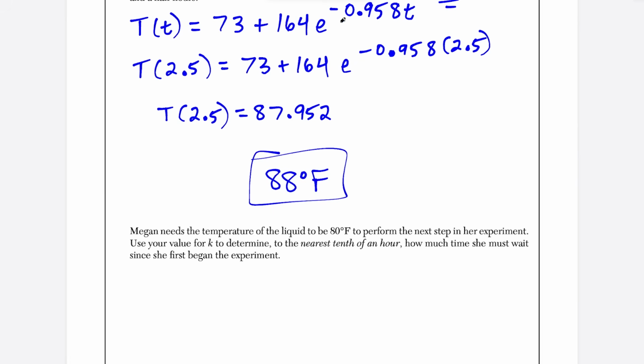So in this equation, T(t) is the current temperature of the liquid. So we want T(t) to be equal to 80, and we need to find out when does this happen, at what time. So we could say 80 equals 73 plus 164 times e to the negative 0.958 times t. And from here, all we need to do is determine to the nearest tenth of an hour how much time it takes. They didn't say to do this algebraically, so we can use a calculator here.